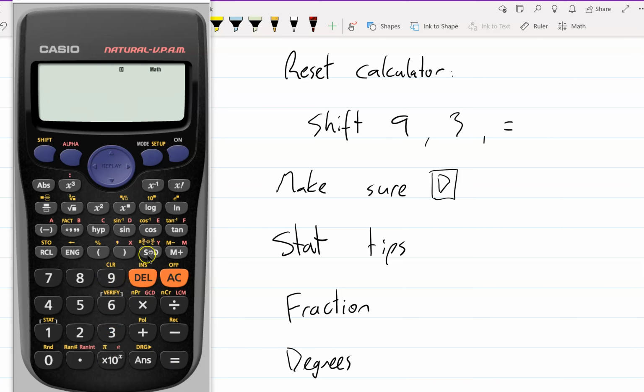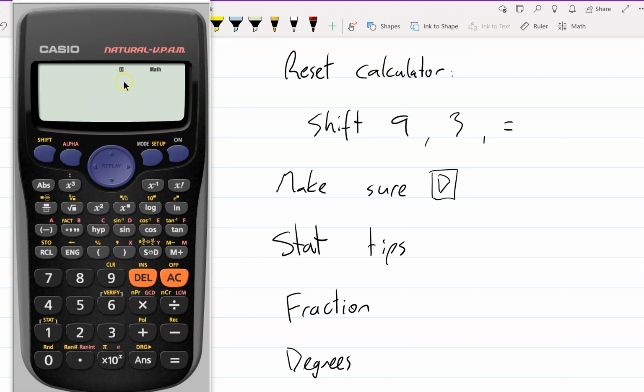Now one thing you want to make sure is that it has a little D up the top here. If it doesn't have that little D, then you're not measuring angles in degrees, and so any measurements you do with degrees will be wrong. So make sure that says D up the top. You can fix it by resetting your calculator, or if you go into setup, so Shift setup, one of the options here is degrees, 3, so you can just hit that.